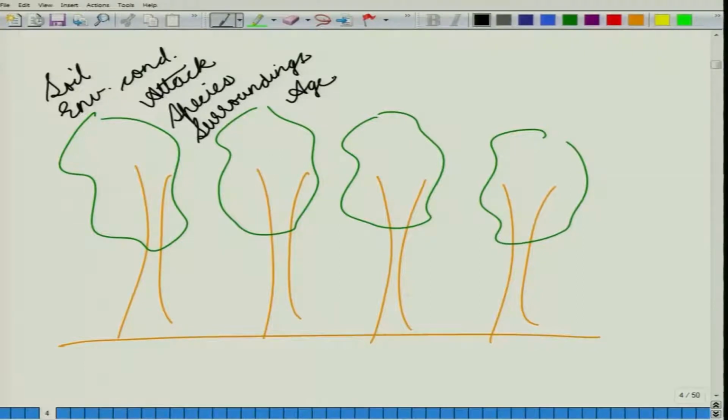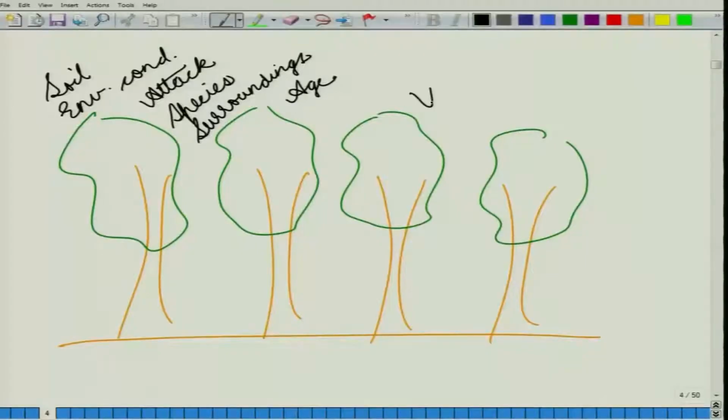So, in that case there might not be a very huge difference in the form factors of all these different trees. So, when we write that the volume of the tree is a function of the form factor and the diameter, for a given locality, for a very small area, we could even say that the volume of this tree is some other function of just the diameter itself.